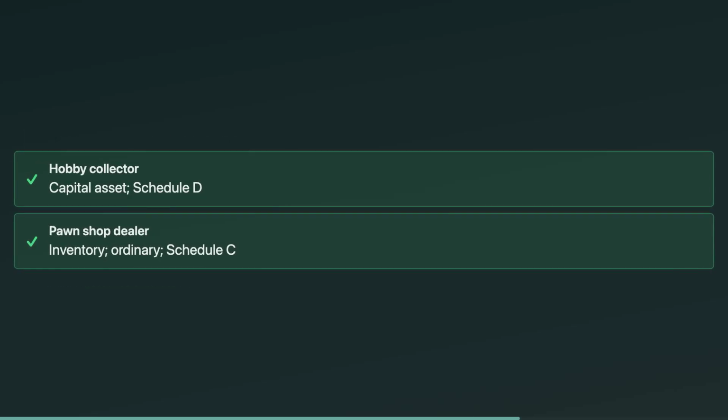Same object, different character, depending on why you hold it. A hobby collector selling a mechanical toy bank has a capital gain, usually on Schedule D. A pawn shop selling that same toy bank has ordinary income because it's inventory, reported on Schedule C, and it can trigger self-employment tax. On the EA exam, dealer is a flashing sign that says ordinary income.